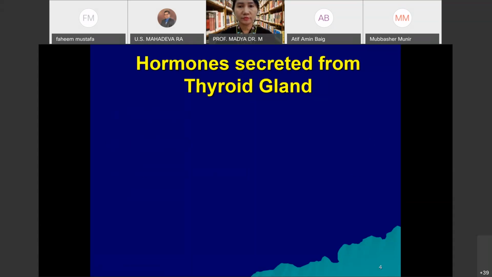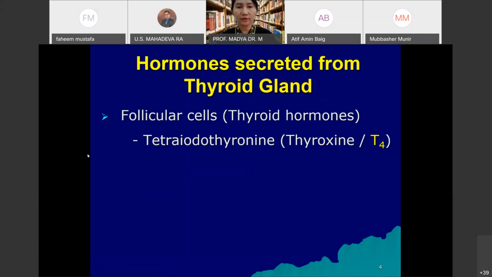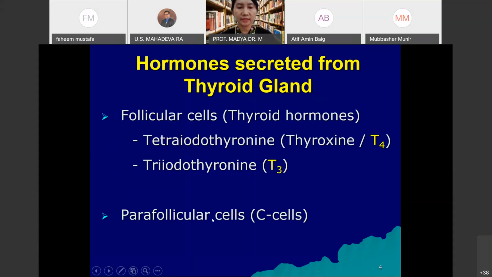So what are the hormones secreted from the thyroid gland? As basic knowledge, from the follicular cells, the thyroid hormones, namely tetraiodothyronine or thyroxine (T4) and triiodothyronine (T3), are secreted. Between the follicles, there are parafollicular cells, or C cells, which secrete calcitonin, which lowers the plasma calcium level.